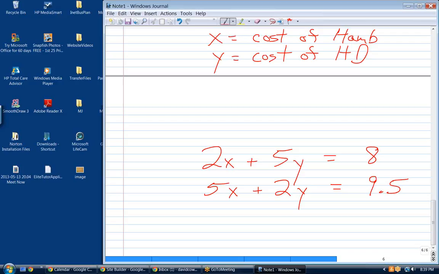And remember the rules of equations. I can do anything I want to the left side as long as I do it to the right side, and I can also add or subtract equations. So what do I need to do to this top equation? And I may have to do something to the bottom equation also, so that I can get these variables to go away.